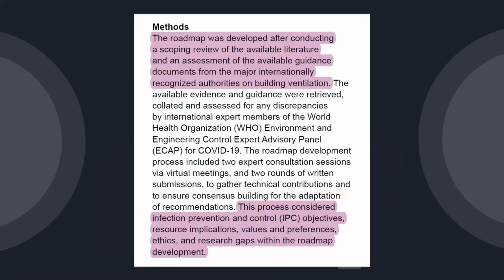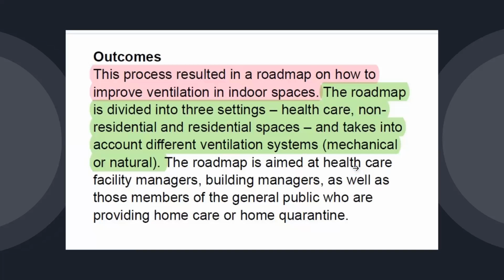Methods. The roadmap was developed after conducting a scoping review of the available literature and an assessment of the available guidance documents from the major internationally recognized authorities on building ventilation. This process considered infection prevention and control objectives, resource implications, values and preferences, ethics, and research gaps within the roadmap development. The process resulted in a roadmap on how to improve ventilation in indoor spaces.